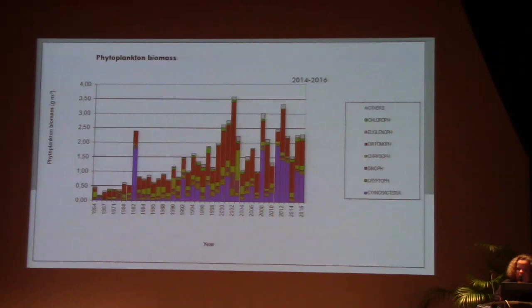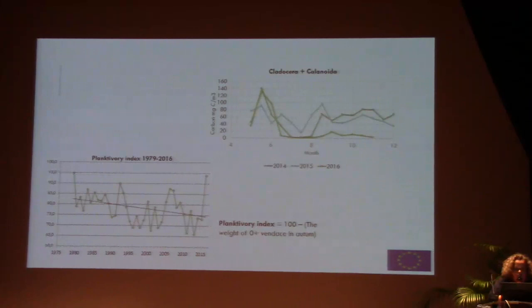But now here I'm comparing years 2014, 2015 and 2016, with more dramatic events. And here we have herbivorous zooplankton biomass for cladocera and calanoids, and especially in 2016 there was a really high planktivory index, and as you can see, there was really low biomass of these zooplankton, and that was quite dramatic.